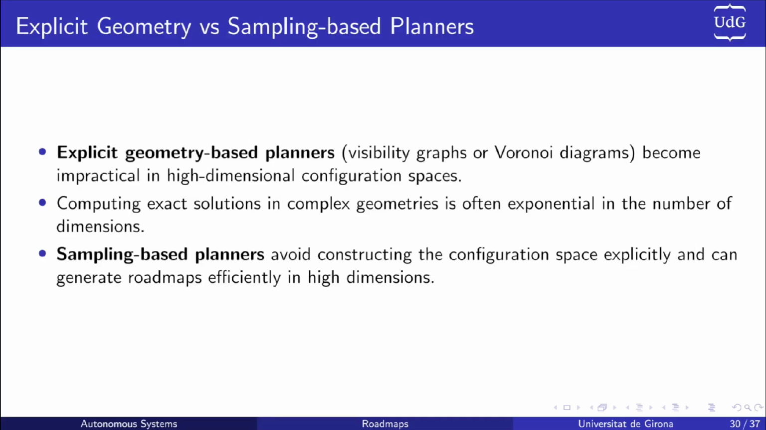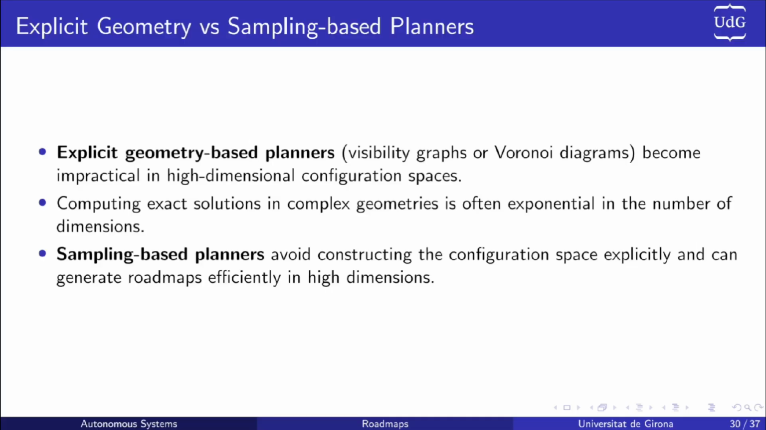Also, computing exact solutions is sometimes exponential in the number of dimensions, so it's not feasible to do it. However, if we just sample, we build a roadmap that is probably not perfect, but that has some elements that make it a very nice solution. You will see a lot of properties, which we will see right now: if we keep sampling and sampling and sampling, we can reach something that is almost optimal and things like that.